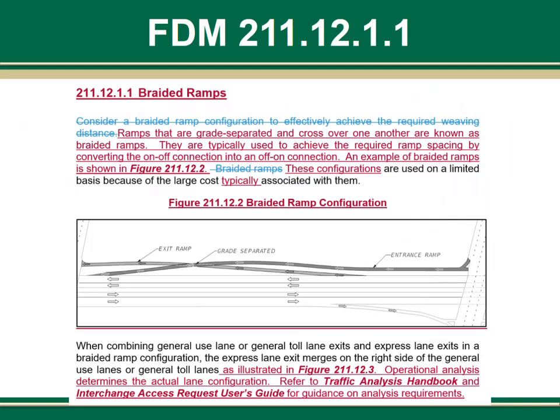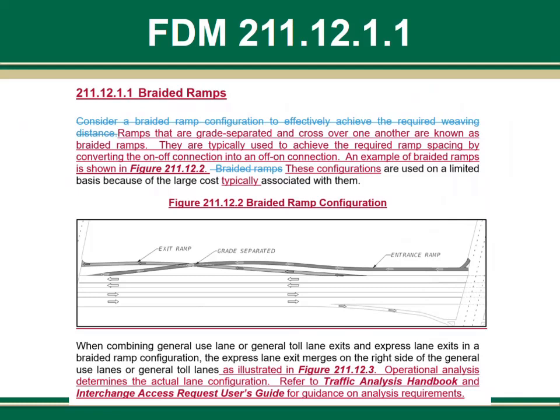FDM 211.12.1, weaving sections, was new language in the 2018 FDM. We wanted to build on what we started with last year and make some clarifications this year. So we created a new subsection specifically for braided ramps and added a couple of figures to help illustrate what we were trying to describe in the text. As you can see here, we describe what a braided ramp is and what they are typically used for. We've also added two figures to further illustrate braided ramp configurations.